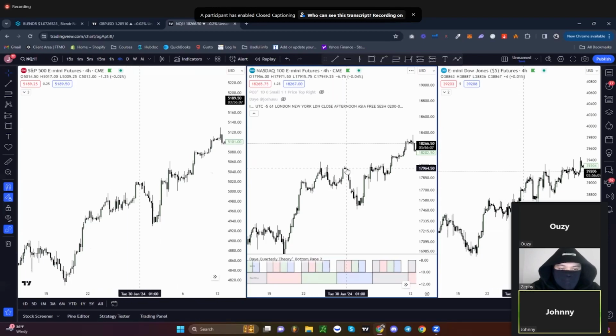ES and YM make a higher high, and then NQ makes that lower high, and then there you go. It just flushes down on Monday, and then Wednesday makes the low of the week, and then boom, we come back up to take out this buy side up here.